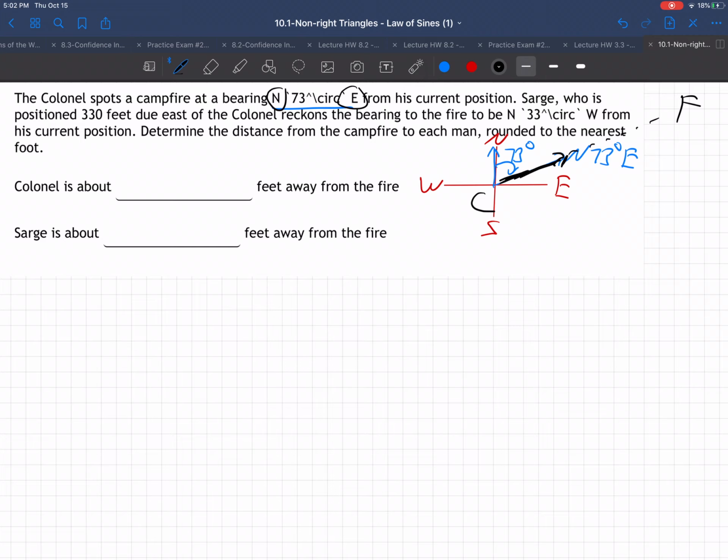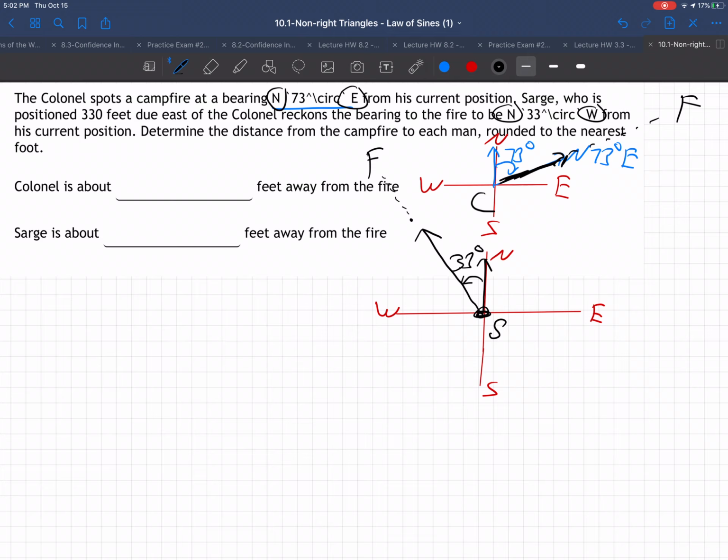Whereas the Sarge, and I'll put this all in one big diagram in a minute. Next, let's do the Sarge. The Sarge, again, we get the north, south, east, and west. The Sarge spots the fire north 33 degrees west. So again, we start with north, but not pure north. 33 degrees to the west. So off in that direction, the Sarge spots the fire.